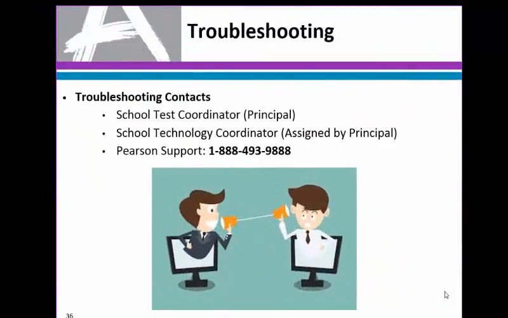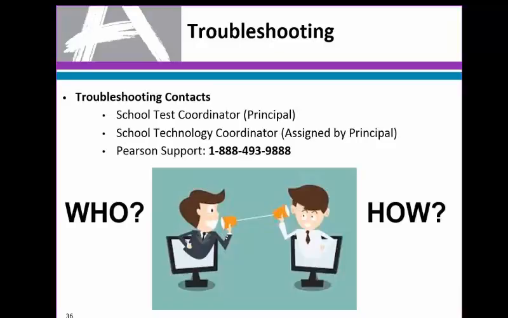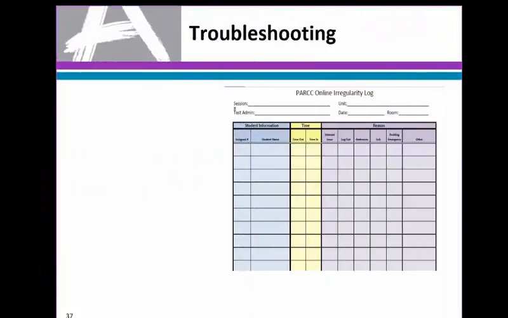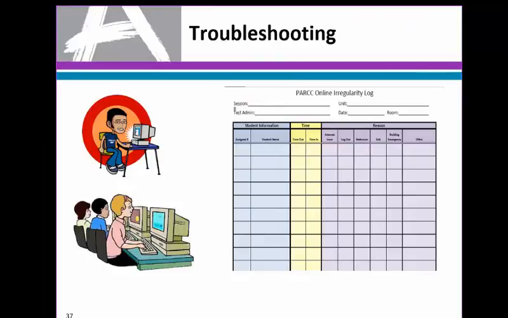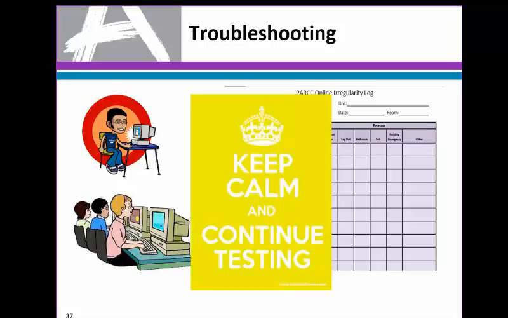There may be times technical glitches occur during testing. It will be very important that your school has a communication plan in place for troubleshooting needs that includes not only who to contact, but how to contact the identified people. A technical glitch may affect one student or multiple students. In both cases, you will use the Park Online Irregularity Log to record the disruption and contact your school's assigned technology coordinator or testing coordinator. Also, in both cases, don't panic. This happens and it will be resolved.